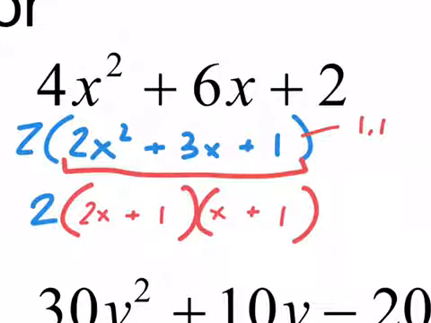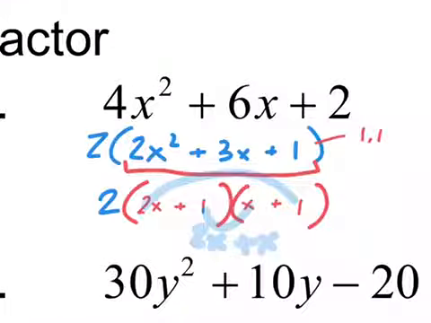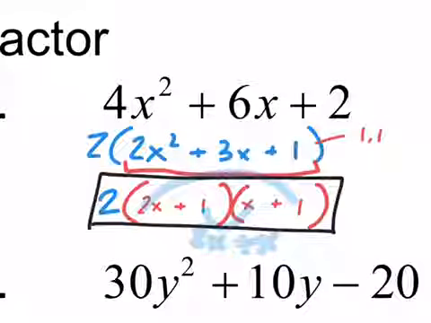Remember, you can check this by FOIL. Now I know that this gets me 2x squared, and this gets me 1. So I just need to check for that middle piece of 3x. When I do this, I get a 2x. When I do this one, I get plus an x, which gives me that 3x. So I know that this answer here is correct.